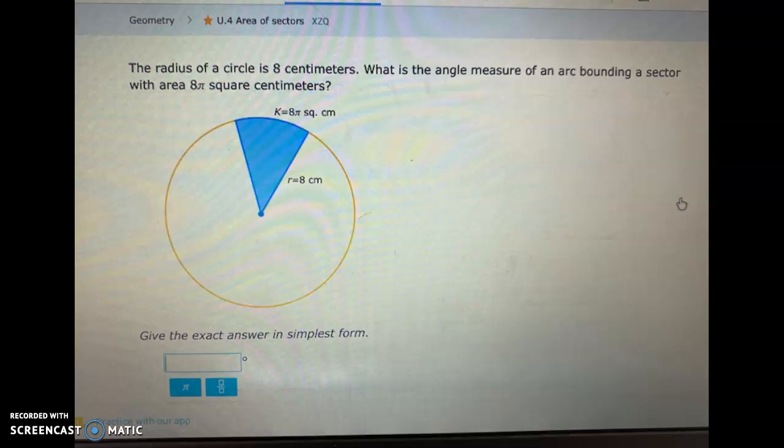On this problem, we're given the area and we're given the radius. So the radius is 8 centimeters. The area of this sector is 8 pi square centimeters. And then we're asked to find the angle measure.